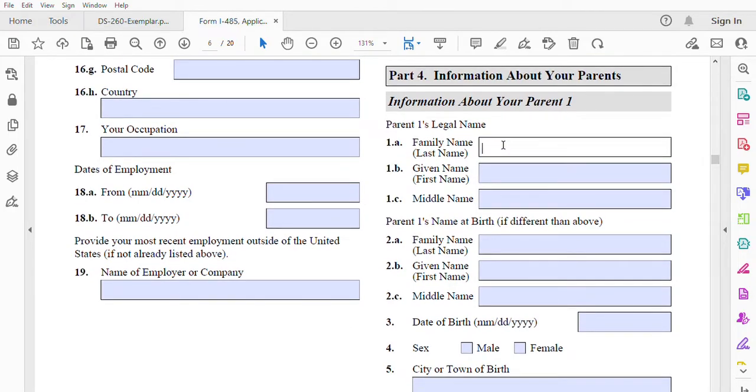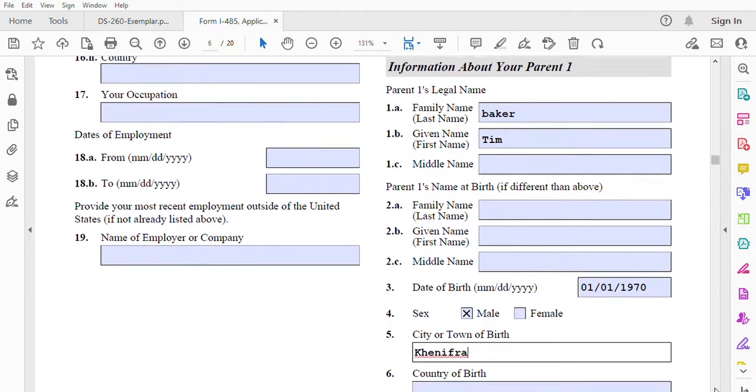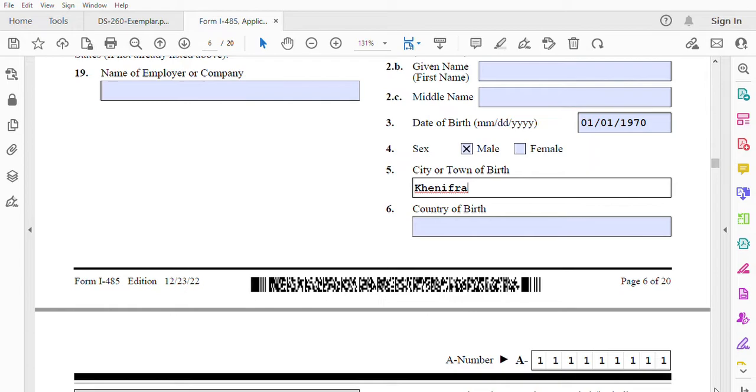Parent's name, it's the dad. Baker. Given name is Tim. NA or Blanc, doesn't matter. Here it's a little bit confusing: legal parent's name at birth and legal name. Sometimes they have different names. If different than the legal name, you're going to enter it right here. If not, just put NA or Blanc. Date of birth is 01/01/1970. Male. Kenifra. Country of birth is Morocco.